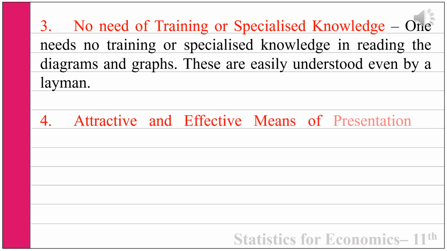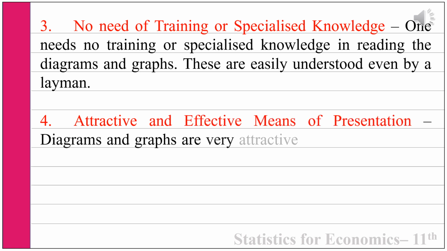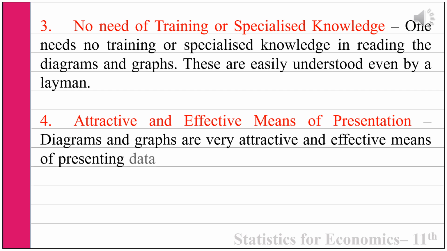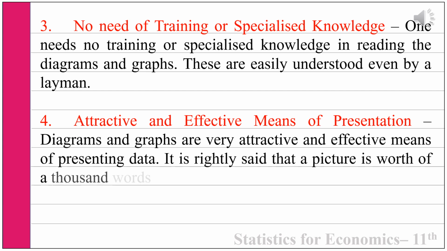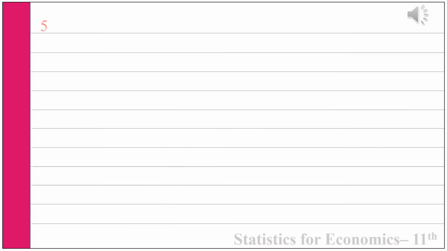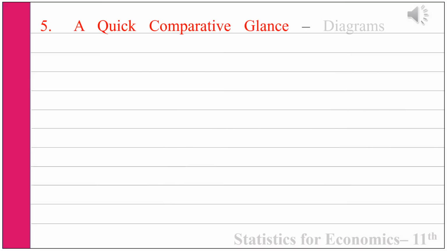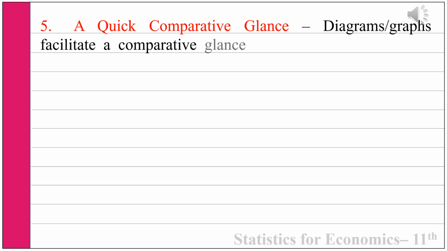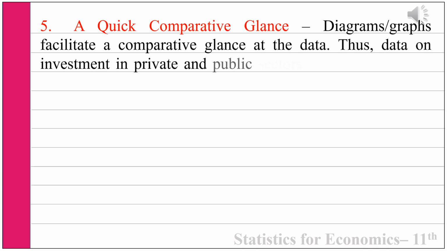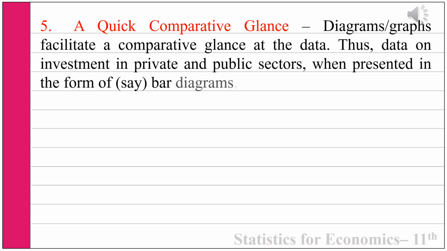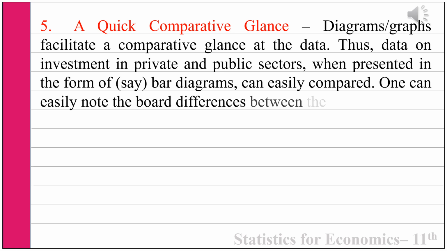4. Attractive and effective means of presentation. Diagrams and graphs are very attractive and effective means of presenting data. It is rightly said that a picture is worth a thousand words. 5. A quick comparative glance. Diagrams and graphs facilitate a comparative glance at the data. Thus, data on investment in private and public sectors, when presented in the form of, say, bar diagrams, can easily be compared. One can easily note the bold differences between the two.